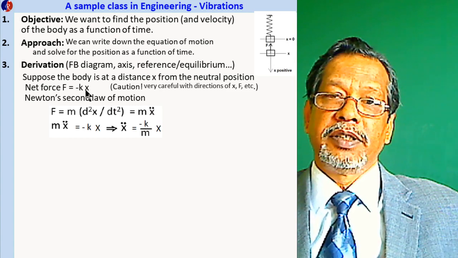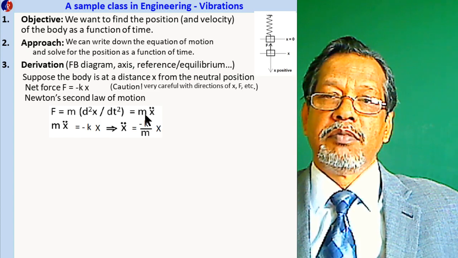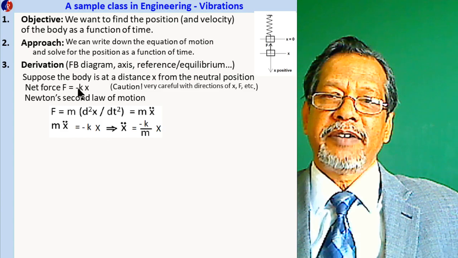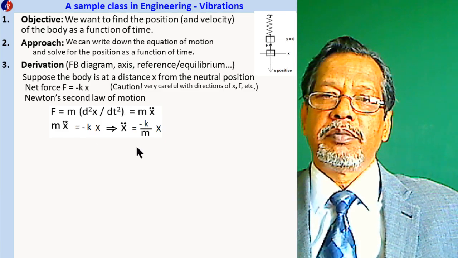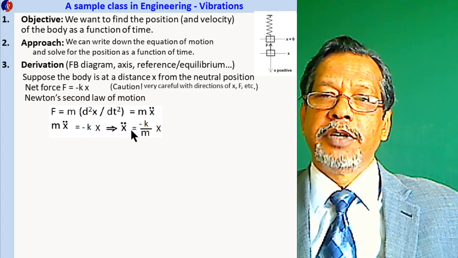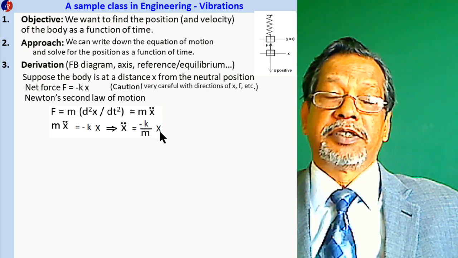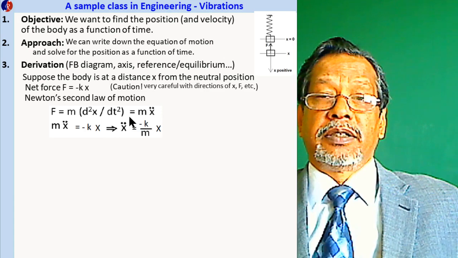So I have now the equation, one equation here, another one. I move this one to that side. m x double dot becomes F. F I substitute here, minus kx. From there I can bring the m down here, divide both sides by m. x double dot equals minus k over m times x. That's my equation of motion. Okay.